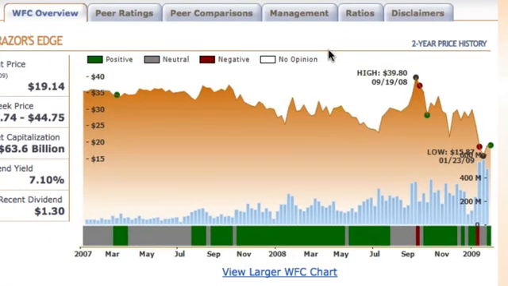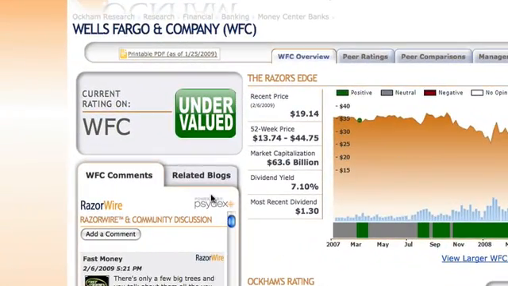Now the first thing that's going to draw your attention is our valuation analysis charts, where we show you the price for Wells Fargo over the last 2+ years, as well as the valuations that we've had over that time period. We have positive, neutral, and negative color coding at the bottom of the charts, and also throughout the charts we will show little dots of red and green where we've initiated a new stance of undervalued or overvalued.